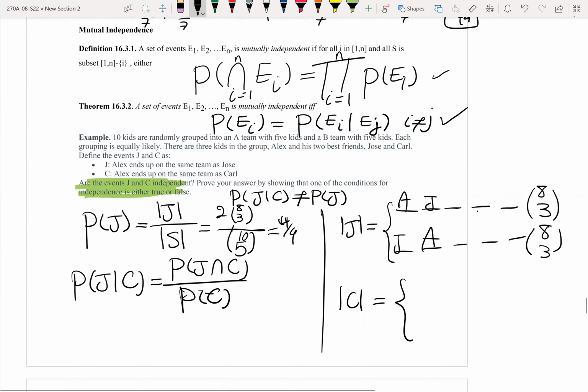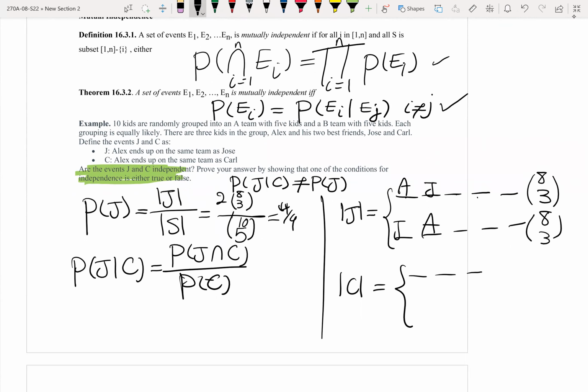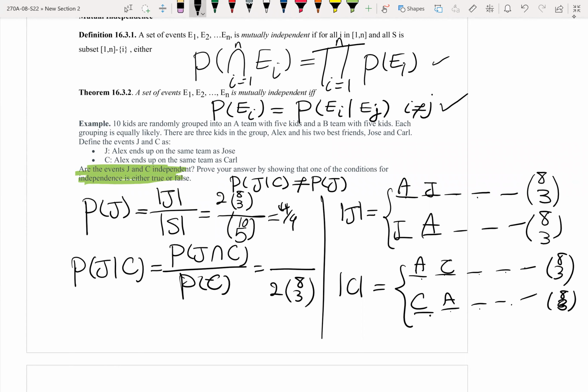Actually, it's similar, right? 1, 2, 3, 4, 5. So Alex and then Carl, and then Carl and then Alex. You have 3 out of 8 left, then you have 3 out of 8 left. So Carl is 3 out of 8. So it's very similar to the Jose.